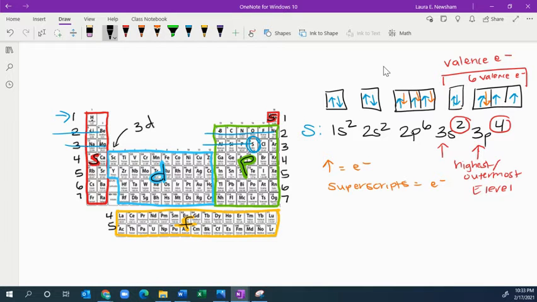1, 2, 3, 4, 5, 6. Notice I can have no more than 6 arrows. Coincidentally matches those boxes. If in each box I can have 2, 6 divided by 2 means I have 3 orbitals. In D, you count it 1, 2, 3, 4, 5, 6, 7, 8, 9, 10. There are 10 boxes on the periodic table in the D area, which means if I can have no more than 2 electrons in each orbital, 10 divided by 2 is 5. So I'm going to draw 5 boxes when I do D.